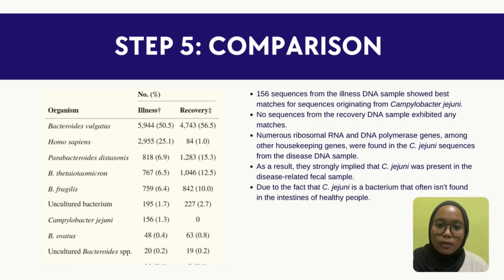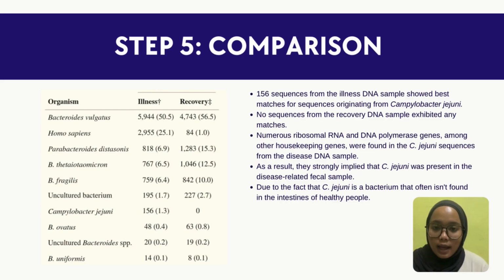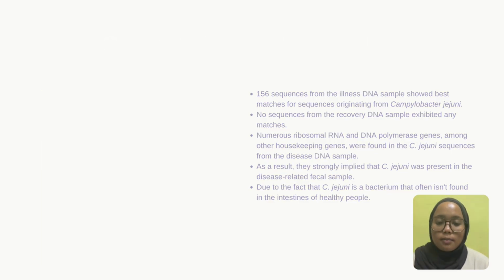One notable distinction between the two samples was that whilst no sequences from the recovery DNA sample exhibited any meaningful matches, 156 sequences from the illness DNA sample showed best matches for sequences originating from Campylobacter jejuni. Numerous ribosomal RNA and DNA polymerase genes, among other housekeeping genes, were found in the C. jejuni sequences from the disease DNA sample. As a result, they strongly implied that C. jejuni was present in the disease-related fecal sample, due to the fact that C. jejuni is a bacterium that often is not found in the intestines of healthy people and causes acute gastroenteritis.